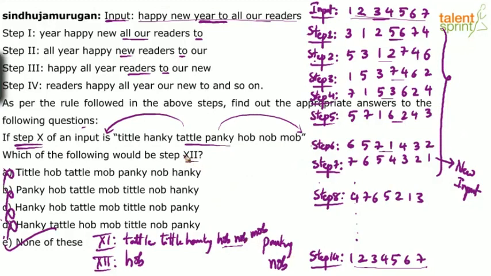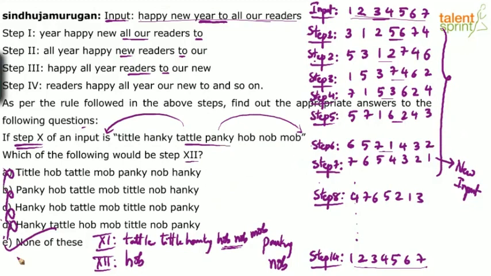In step 12, which is an even step, we will move the 4th and 5th positions. The 4th position here is hob, the 5th position is knob. So hob comes to the first position in 12th step and knob goes to the last position. When I look at the options, none of the options start with hob, which means all these options are wrong. So the fifth option, none of this, is correct. Is that clear to all of you? So the answer will be option E, none of this.